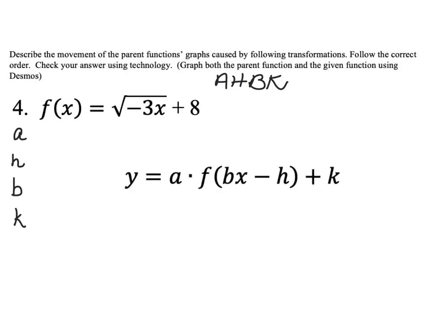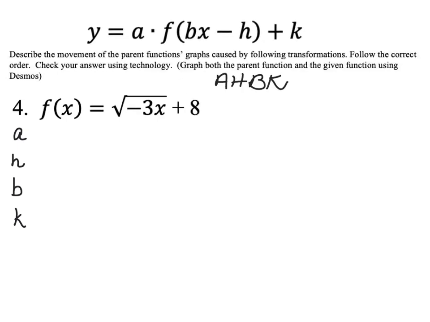So just as a reminder, here is your general transformation. So do we have an A value? Is there anything in front of our parent function? Maybe you first need to think about, well, what is your parent function, which would just be f of x equals square root function. Okay, so is there anything in front of that, an A value? No, A is just 1 in this scenario, so we're not even going to need to talk about it, okay?